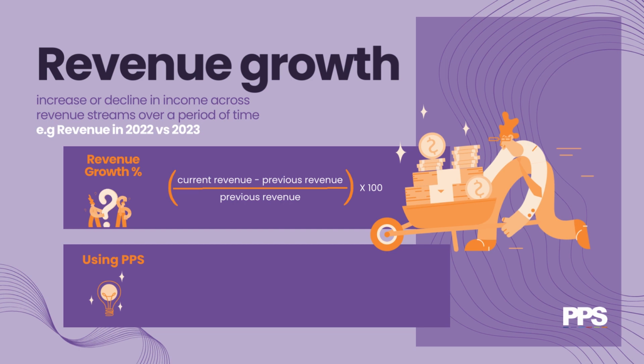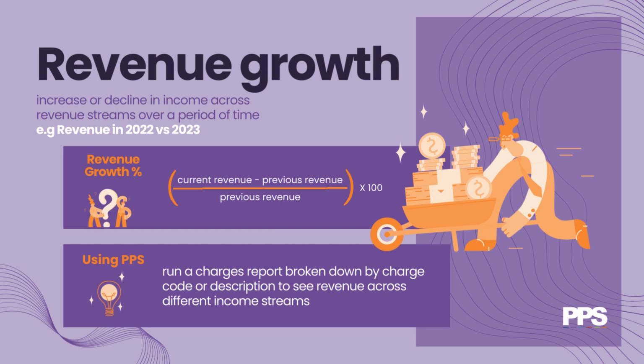And then using this data, you can begin to set goals for the future. So you can set a target for realistic revenue growth, or if you've found that there is a decline in revenue, you can set targets for how to improve that. An easy way to obtain data on revenue growth using PPS would be to run a charges report, and you can break that down by charge code or description to see revenue across different income streams.